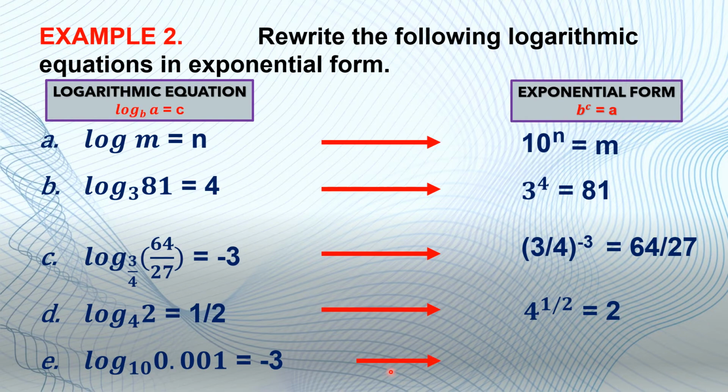Next, the last. Logarithm of 0.001 with base 10 is equal to -3. Our B is 10 and our C is -3. It is written as B raised to C. So we have now 10 raised to -3. And it is equal to the value of our A, which is 0.001. So we have 10 raised to -3 equals 0.001.